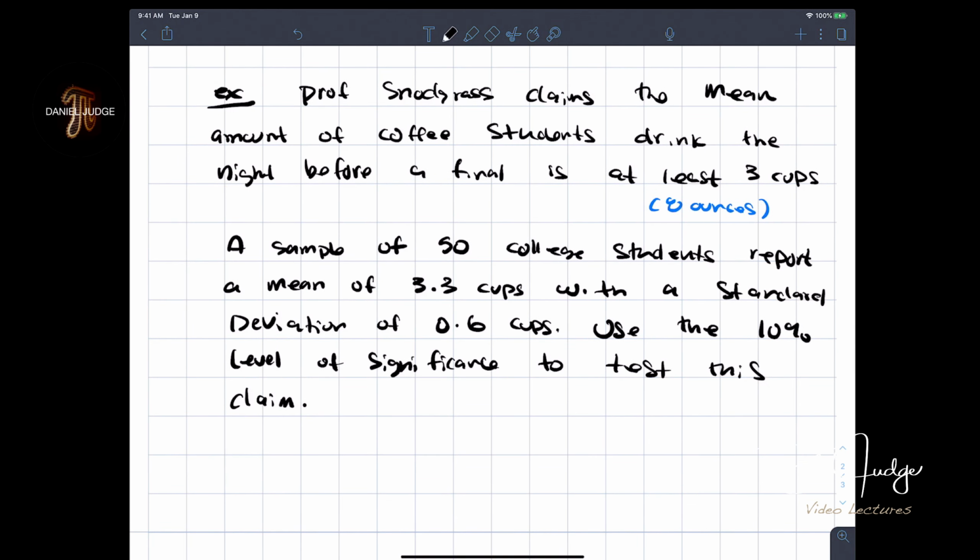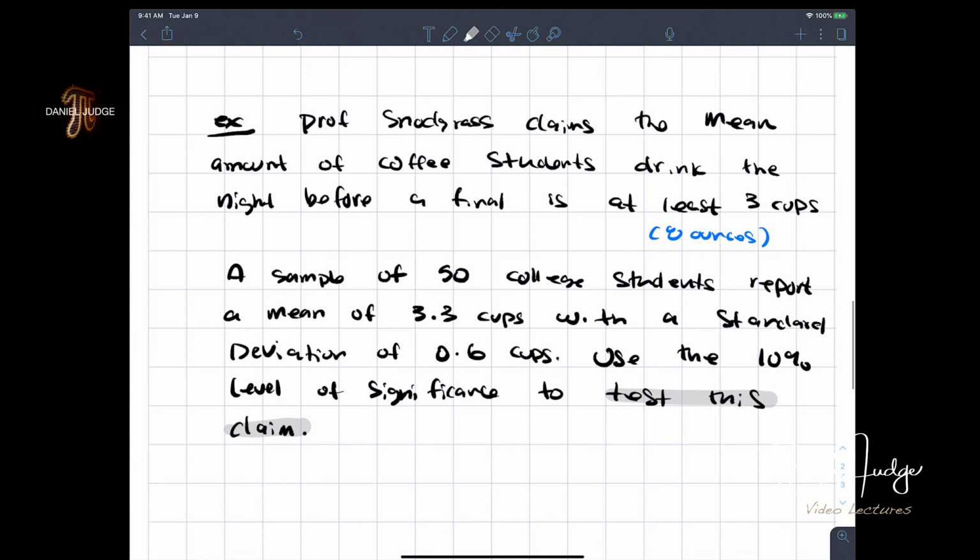Okay, this is another hypothesis testing question. We're going to test the claim here. And you say, how do I know I'm going to test the claim? What does it say? Test this claim. Oh, that's a hypothesis testing question. Now read this. What is the claim? What is Snodgrass saying? Snodgrass is saying that the mean amount of coffee students drink the night before a final is at least 3 cups.